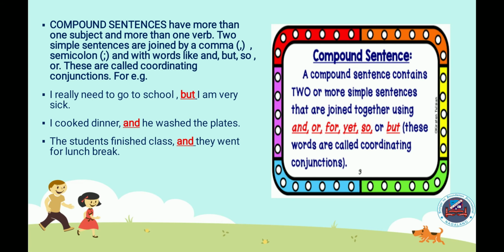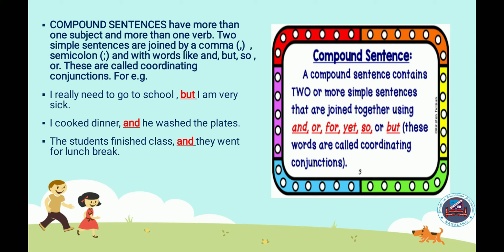Next, we will discuss the other type of joining sentences, that is the compound sentence. Now, what is this compound sentence? A compound sentence simply means two simple sentences joined by a comma, semicolon, or words like and, but, so, or. These are called coordinating conjunctions. Compound sentences have more than one subject and more than one verb.